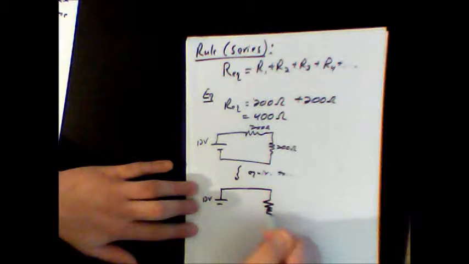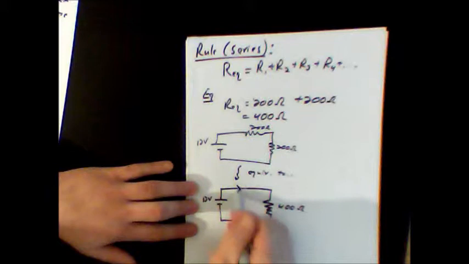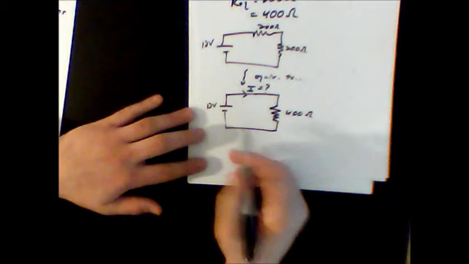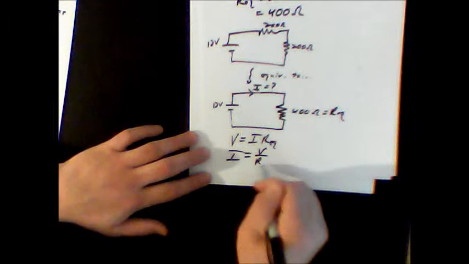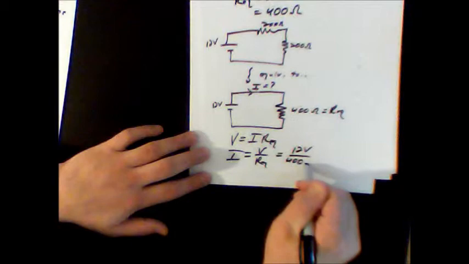These two are identical. Well, we know how to find the current in this circuit, right? So now we can figure out what that is. We go to Ohm's law, V equals IR, and now this R is the R in this circuit, and we call that R equivalent. That's 400 ohms. Okay, and we're going to solve for I. So I is equal to V divided by R, in this case R equivalent, and that's going to be 12 volts divided by 400 ohms.